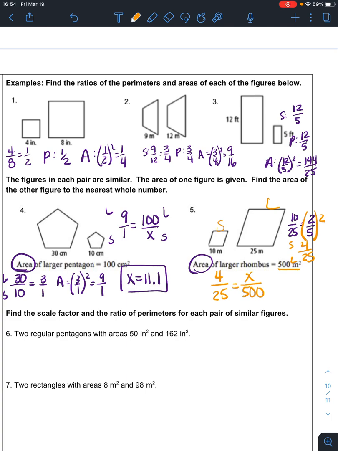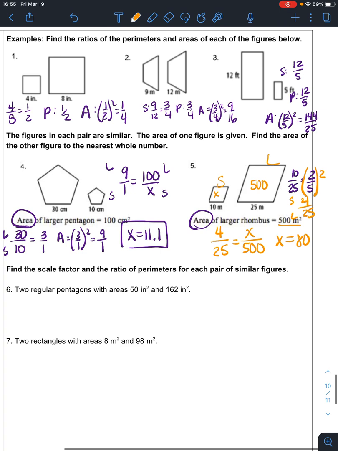So I say small over large is equal to small over the large area, so 4 times 500 divided by 25. And you get that the small area has to be 80. See, the large one has 500, if it helps to put it there. But you have to compare sides with sides, perimeters with perimeters, and area with area. So you had to square it to get the area ratio.